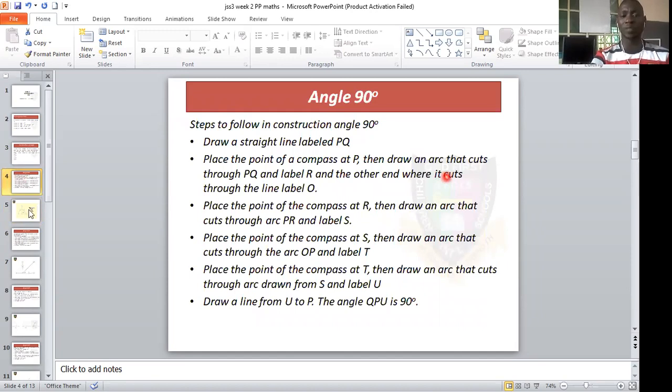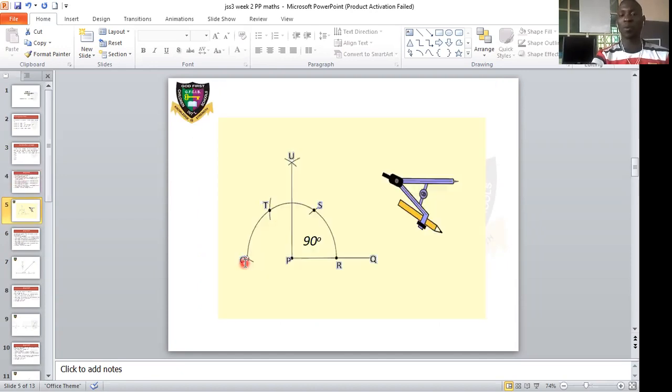The other end of the line PQ, you label it O. I believe you are following the spotlight. This is the other end of the line PQ. This is the arc drawn from P. You draw the arc, and where it cuts PQ, label R. And the other end where it draws on the line is labeled O.